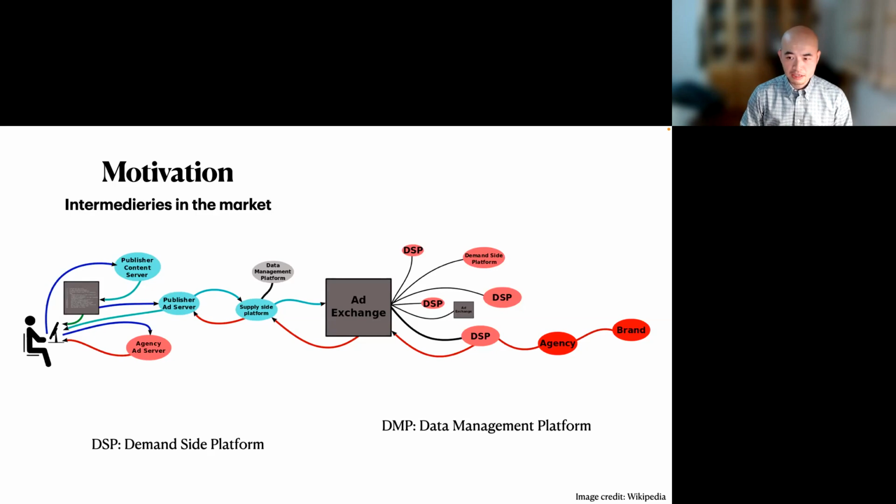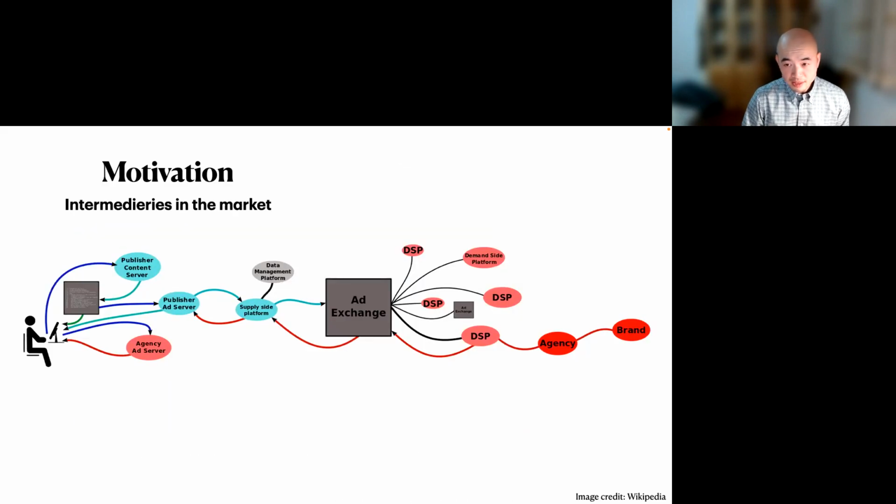Some other players are data management platforms. These platforms provide third-party data to both the supply side and the demand side. And then on the supply side, there are platforms that play a similar role to the DSPs. They are called the SSPs, the supply side platforms. They collect advertising opportunities from the publishers and take part in the ad exchange. And the data management platforms actually interact with both the DSPs and the SSPs. So this is a slightly fuller picture of the actual market, and we will be focusing on the DSPs in this picture.